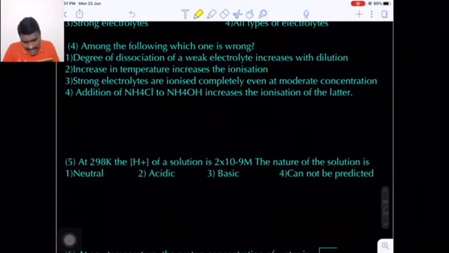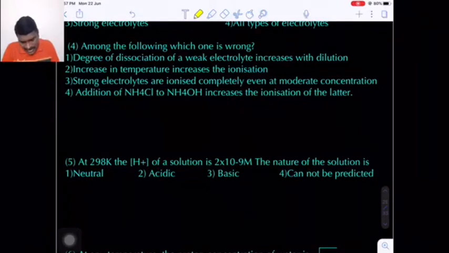Second statement, increase in temperature increases the ionization. Yes, because the ionization is endothermic. As the temperature increases, degree of ionization also increases. Option 3, strong electrolytes are ionized completely even at moderate concentration. Yes, strong electrolyte definition is the electrolyte which is almost completely ionizable at room temperature. That means the extent of ionization, that is the alpha, is almost 100%.